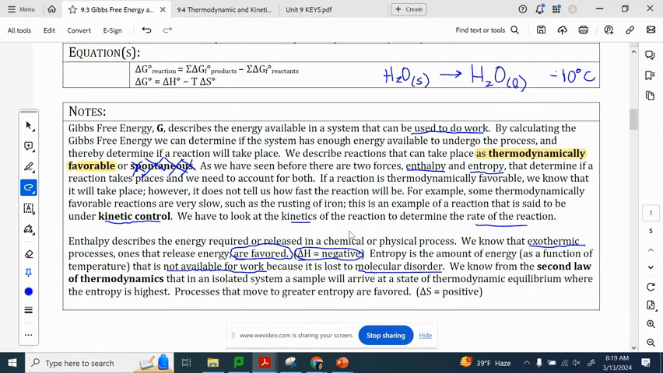So we know from the second law of thermodynamics that an isolated system, a sample, will arrive at a state of equilibrium where entropy is highest. So the processes that move to a greater entropy, or a delta S that is positive, these are favored.